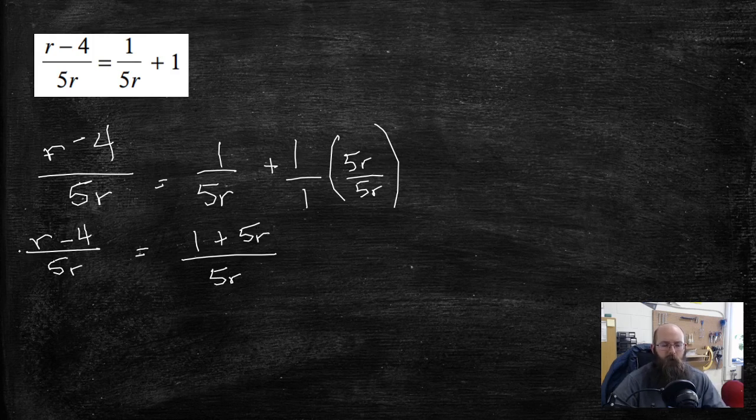Now I'm going to multiply by whatever my left denominator is, which is 5r, and I'm going to do that to the right side. If I do it just to the numerator, I have to also do it to my right side of the equation. And it's actually going to cancel on both sides.